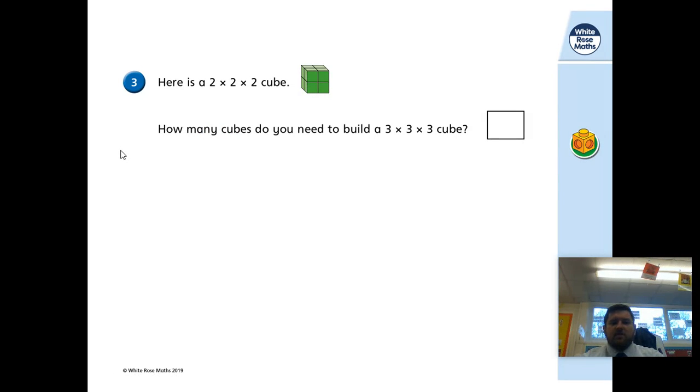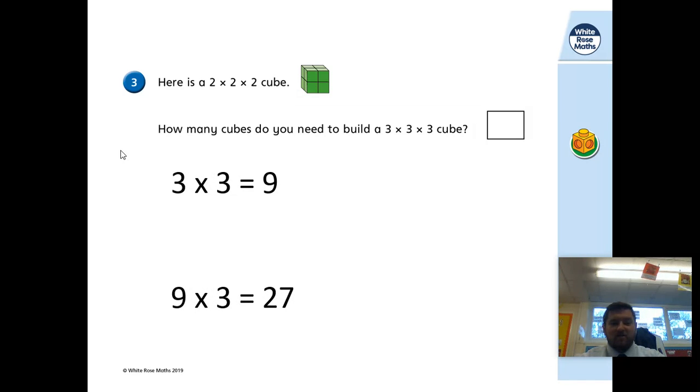This person here is thinking about cube numbers. So to make that cube, they needed 2 by 2 by 2. They needed 8 cubes. 2 times 2 is 4, times 2 again is 8. How many would they need for 3 times 3 times 3? So 3 times 3 is 9. Then we would need to do 9 times 3, which would give us 27.